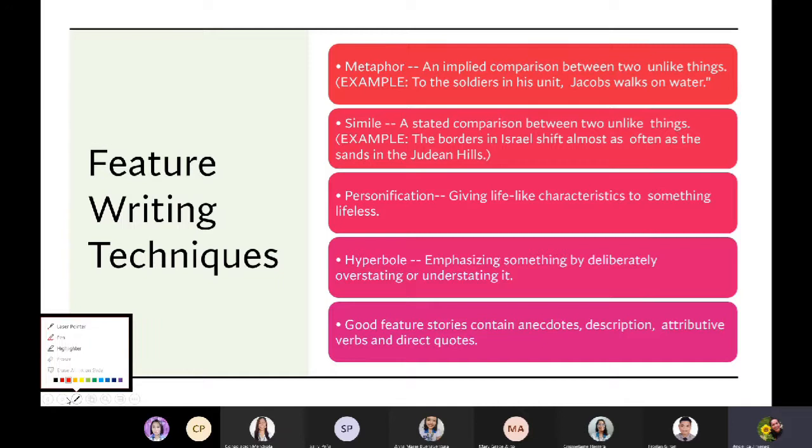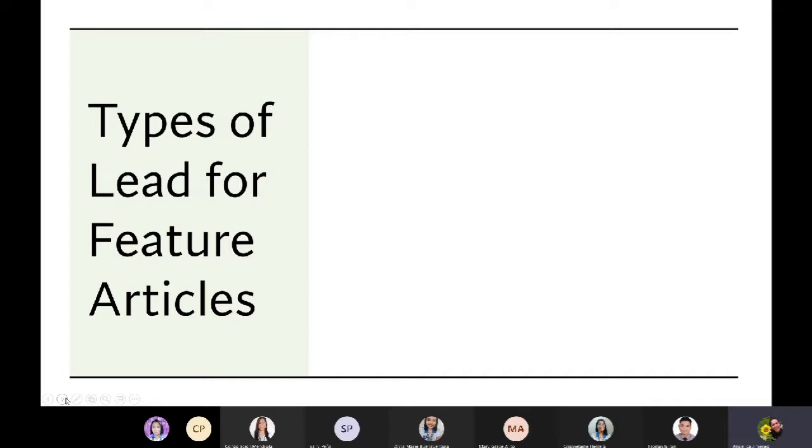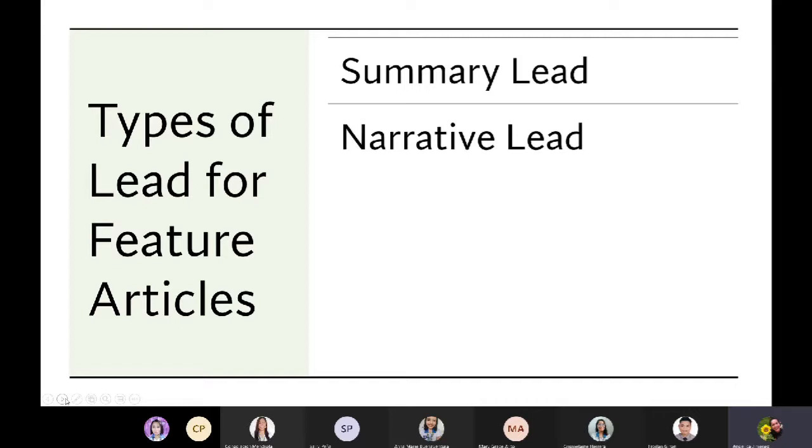Now, these are the types of lead. Okay, so meron din tayong iba't ibang type of lead. So it's up to you which to choose. We have the summary lead. When we say summary lead, it summarizes. It's like a news feature, but more creative. Narrative. You're narrating a story. You remember the Melinda story a while ago? That is a narrative lead.